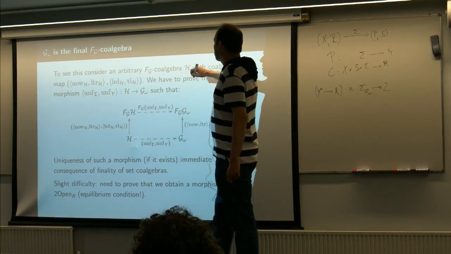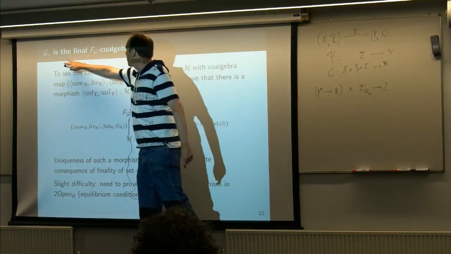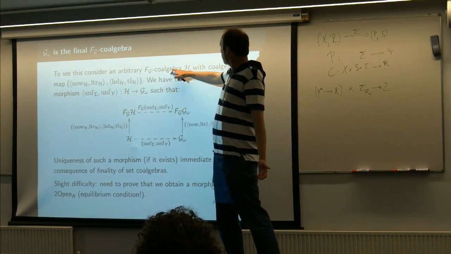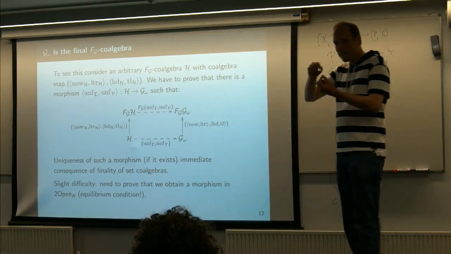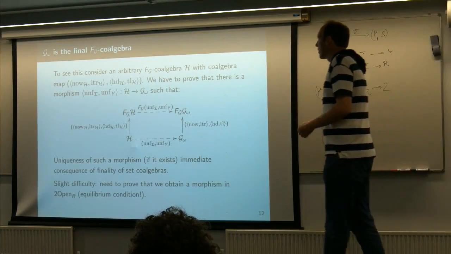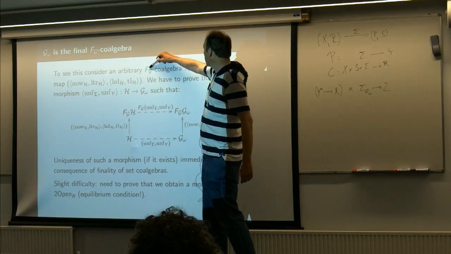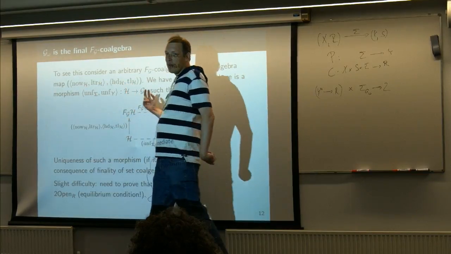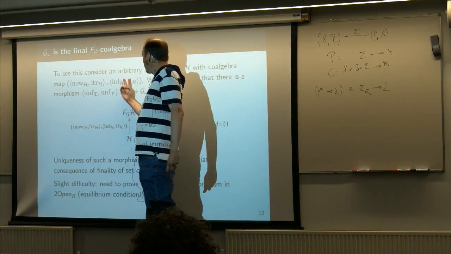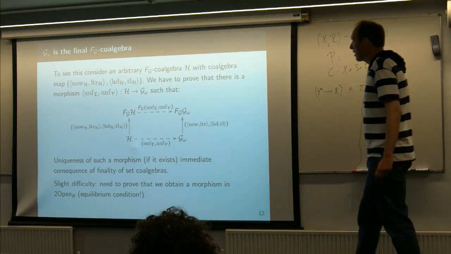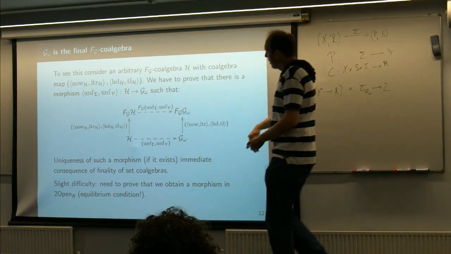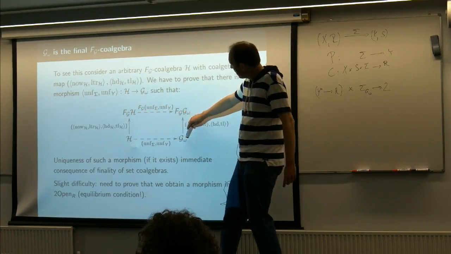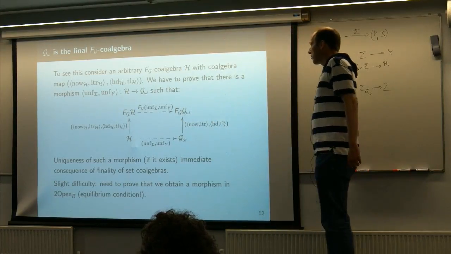In order to see that this is now the final coalgebra, what we have to consider is some arbitrary open game which forms an FG coalgebra, which has this FG coalgebra structure. If you have this structure, what you always have is two maps which correspond to an automata structure and the stream coalgebra structure. In order to show that this is final, we have to show that there must be a unique map from here to here, making this diagram commute.